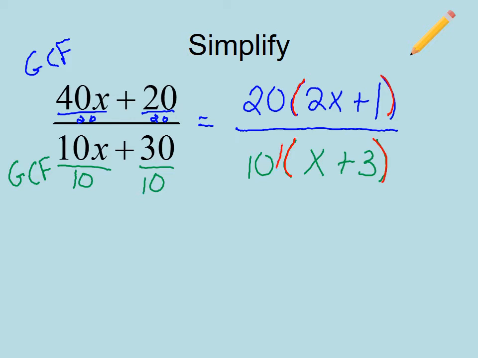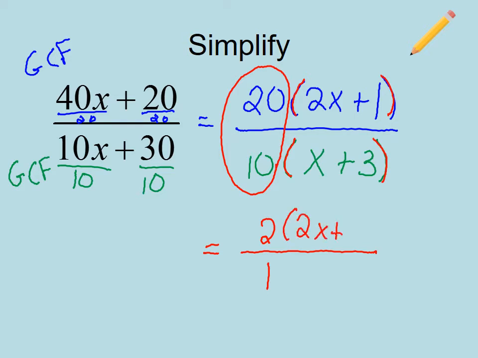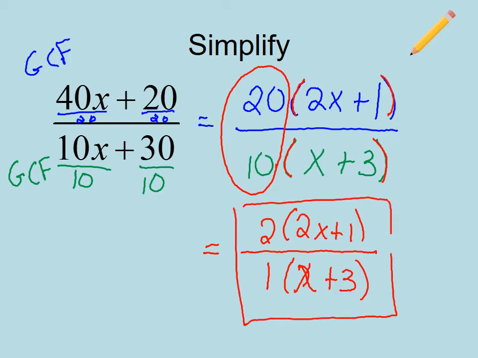The only thing I can simplify here is my 20 over 10. And 20 over 10 becomes what? 2 over 1. You don't have to have the 1 on the bottom, but if you choose, you may. And then I'm just going to rewrite my 2x plus 1, and on the bottom, I'm going to rewrite my x plus 3. Now this has been simplified as far as it can be. So this is my final answer.